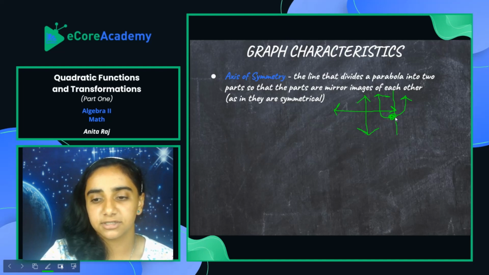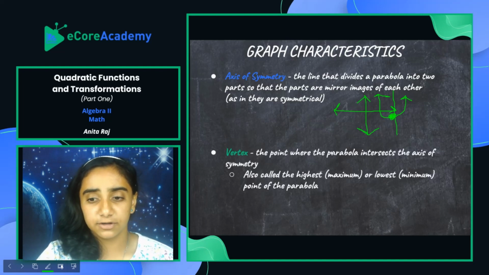The vertex is like the center point of your whole parabola. This axis of symmetry would go right down the middle and then divide it into your right half and your left half. And these two halves would be perfectly identical to each other. So they would be mirror images. If you put them on top of each other, they would be perfectly identical. So that's what the axis of symmetry is.